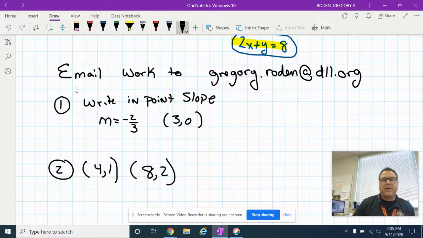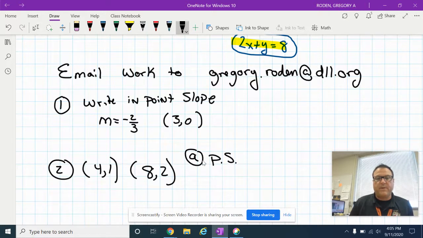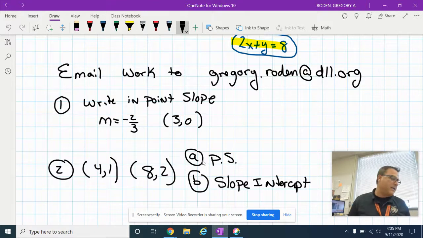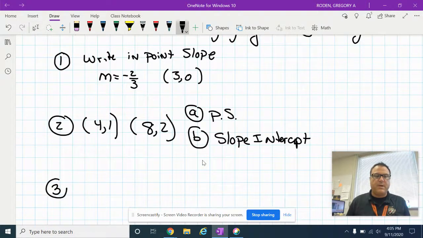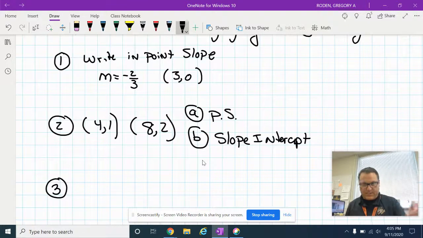On this one, I want you to do 2 things. Part A, I want point slope, PS for point slope. And then part B, I want it in slope intercept. And the last thing I want you to do is, on these 3 problems, I want you to email them to me. If you don't have graph paper, you can just make a nice graph on regular paper. But I'm going to give you an equation to take.